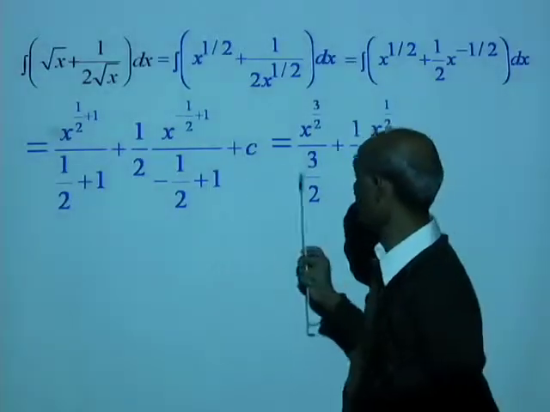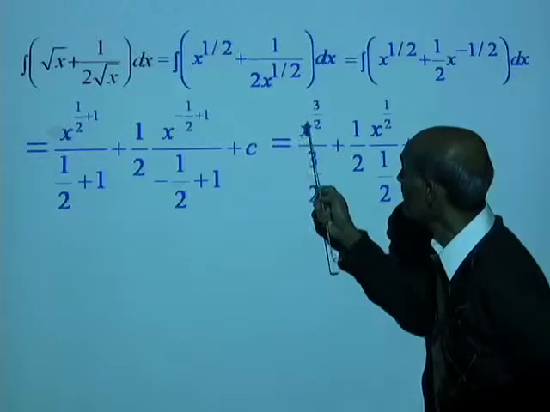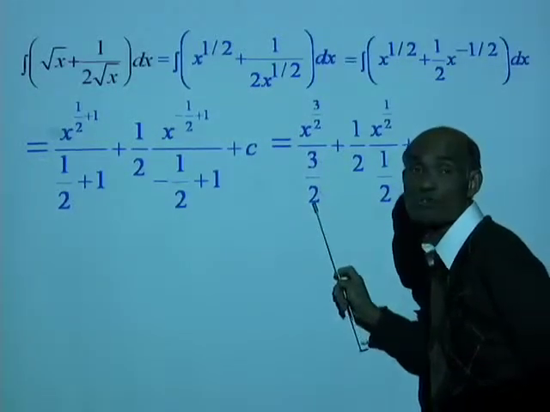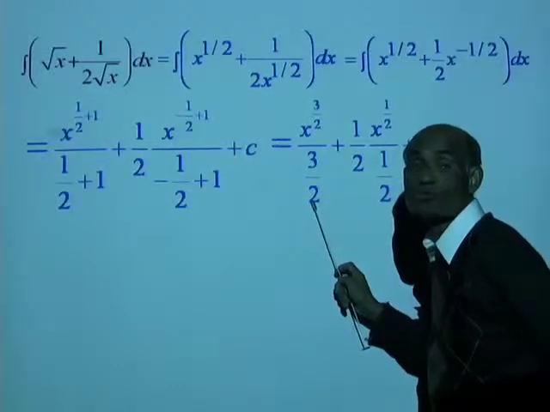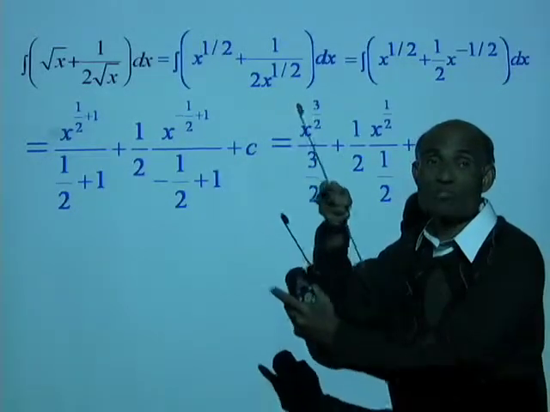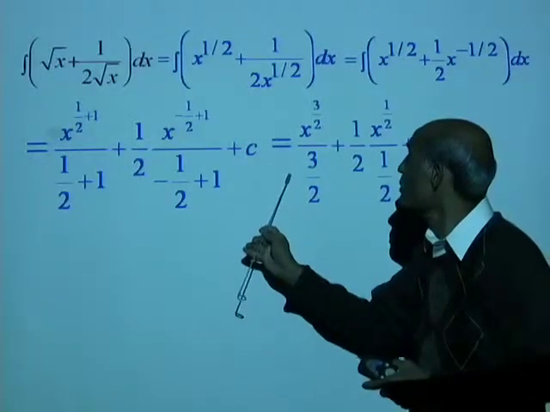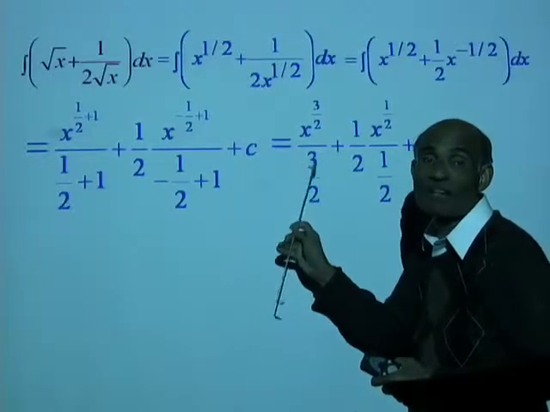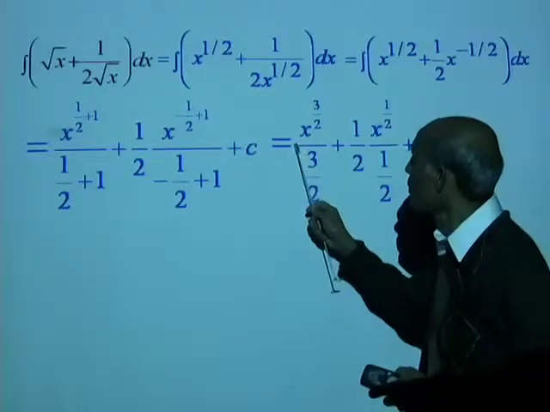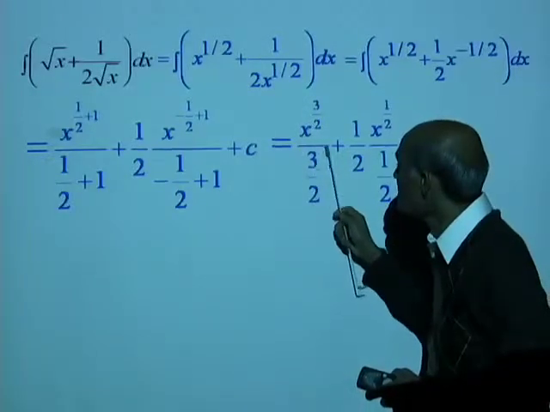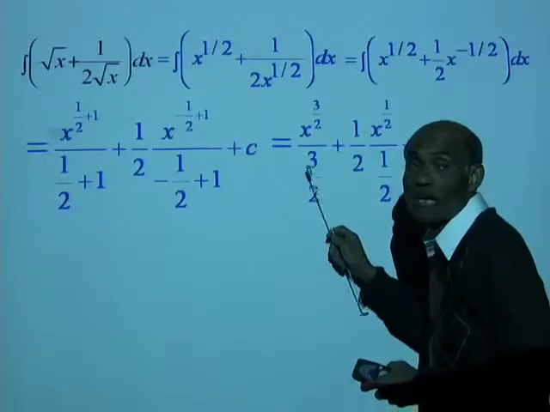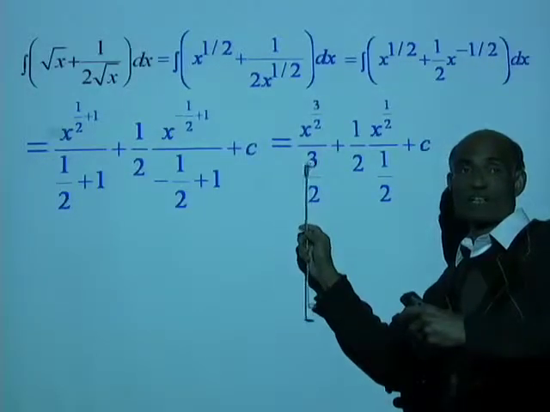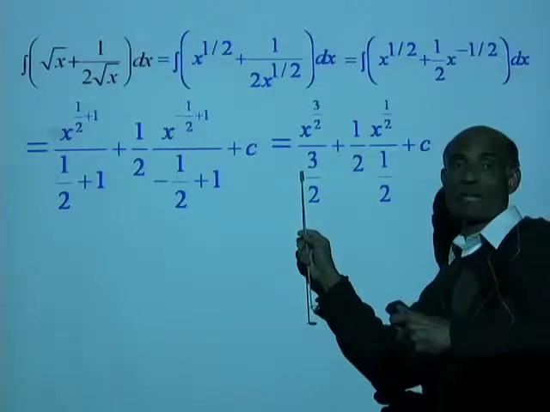Now how to simplify this? If you notice, you are dividing x to the power of 3 over 2 by 3 over 2. Dividing by 3 over 2 is the same as multiplying by 2/3. So this 2 is going to go on the numerator, and this 3 is going to stay on the denominator. It's nice to practice that. So x to the power of 3 over 2 divided by 3 over 2 means multiplied by 2 over 3. The 2 will go to the numerator and 3 will remain on the denominator.